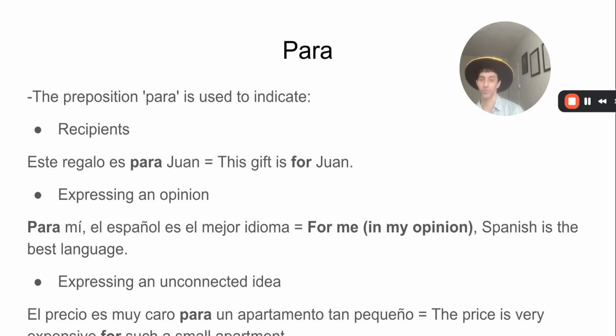And you can also use para to express an unconnected idea. For example, el precio es muy caro para un apartamento tan pequeño. As we would say in English, that would be "the price is very expensive for such a small apartment." So effectively, para is used, a slightly uncommon usage here, to connect ideas that are perhaps not otherwise linked, such as the price being expensive, that's one idea, and the apartment being small, that's the second idea. And para is used to effectively connect them and say the price is expensive given that, or for an apartment that is so small. So again, a reasonably specific usage of para.